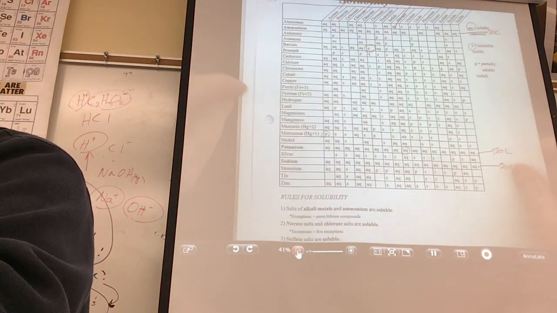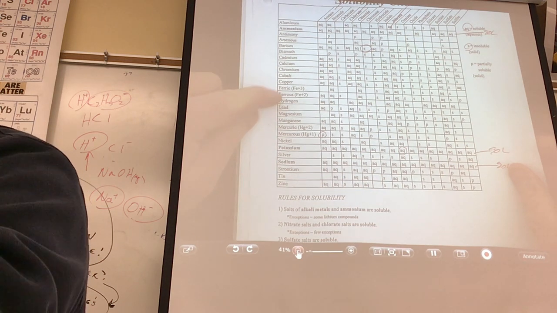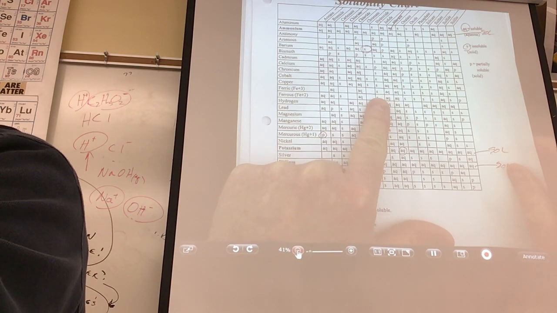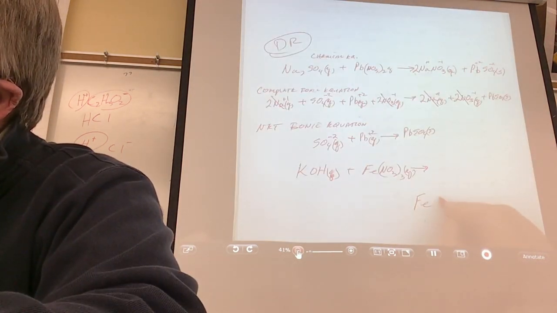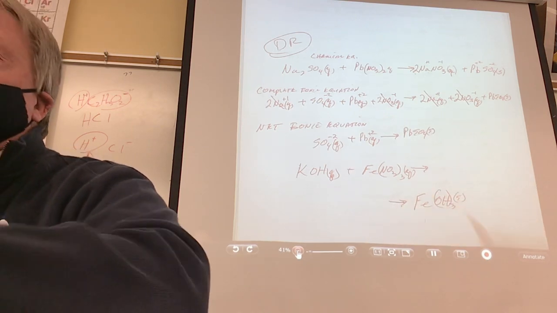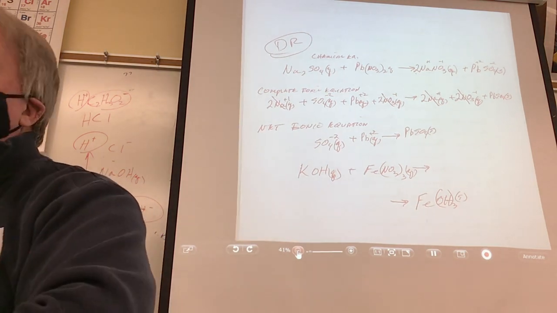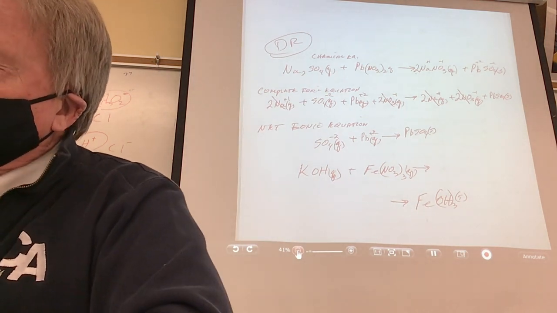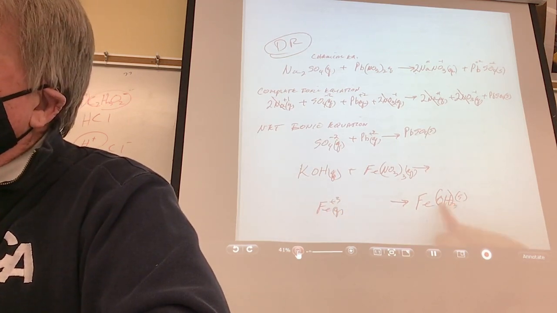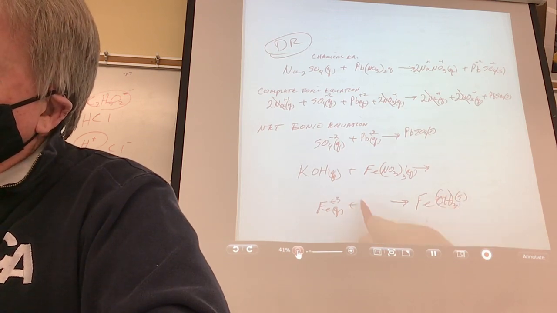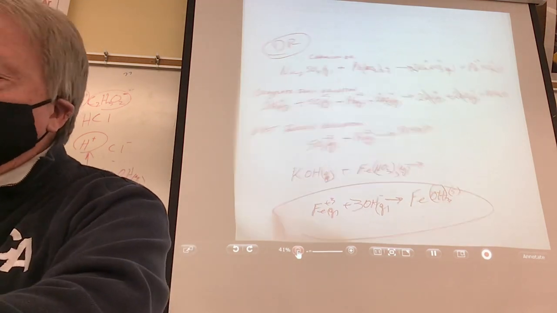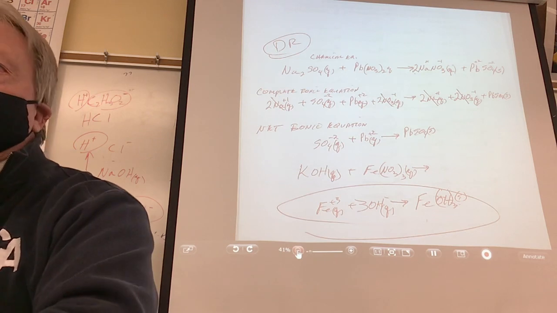Go. Iron 3 hydroxide. Whoa, wait a minute. I missed it. Here we go. Iron 3 hydroxide. We're going backwards. What's the only way you could have made iron 3 hydroxide? You had to have 1 iron 3 ion, plus what? Look, 3 hydroxide ions. I'm done. That is the net ionic equation for that thing.